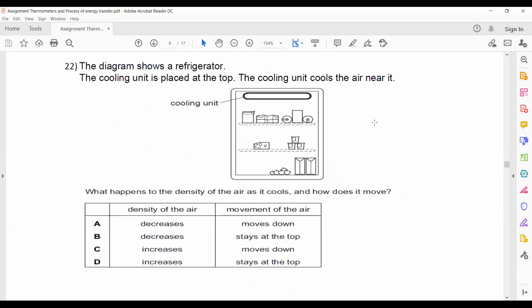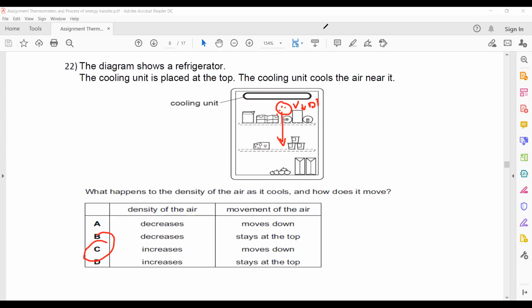Question 22, the diagram shows a refrigerator. A cooling unit is placed at the top. So the cooling unit removes the energy. As it removes the energy, the volume decreases, density increases, and this will sink or move downward. So C is the right answer.